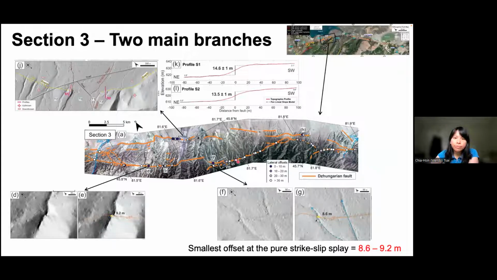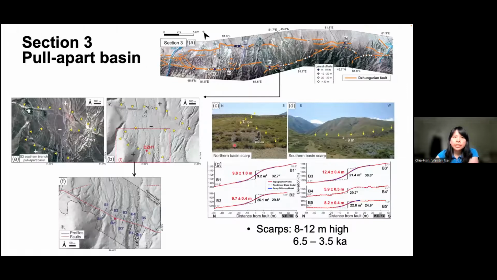Moreover, we find a fresh fault scarp on the southern branch. Here is what it looks like from the Pléiades images and from the field. We measure the scarp heights to be mostly 8 to 12 meters, but we do not have good Quaternary dating samples of it. So we also try to do morphological scarp dating on these scarps, and the results indicate they are 6 to 3,000 years old.